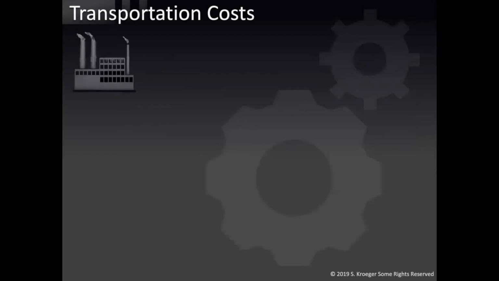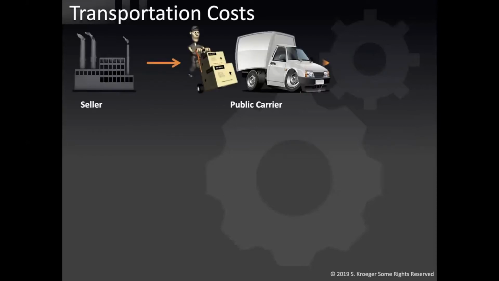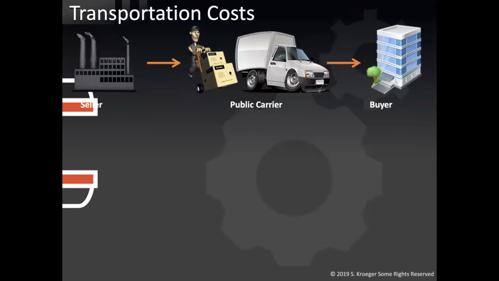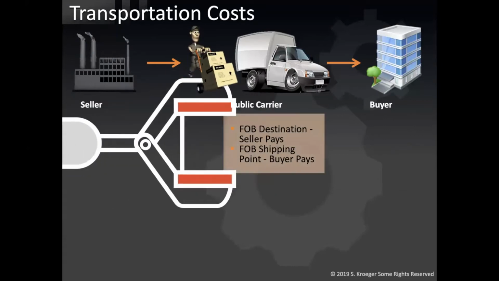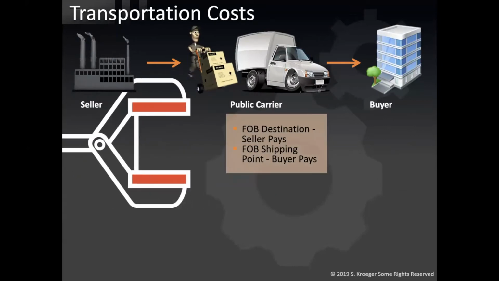This slide starts off as a duplicate from the prior topic. This is for the shipping expense transaction. As a reminder, the seller will give the goods to the public carrier, who will then deliver it to the buyer. FOB destination means the seller pays, while FOB shipping point means the buyer pays. Remember that only the company paying for shipping will make the journal entry.